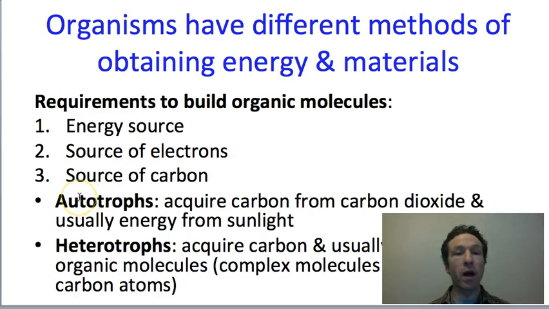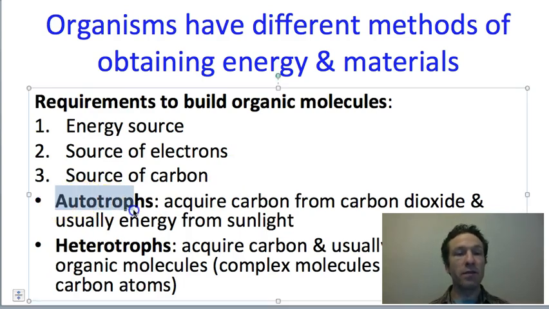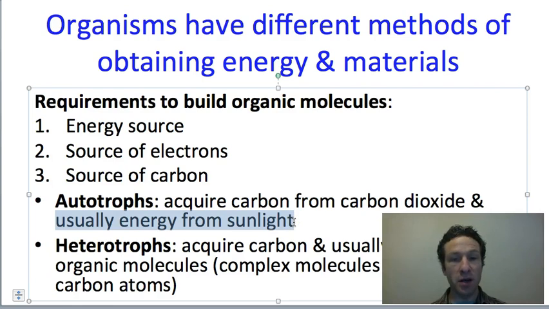There are two general strategies to accomplish this. The first strategy is being an autotroph. Autotrophs will acquire carbon from carbon dioxide, and in most cases, they will acquire the energy they need from sunlight. There are some exceptions that acquire energy from non-organic chemical sources. I am not going to worry about those for our purposes. So we'll focus on the autotrophs that use carbon dioxide and sunlight in order to build sugar and eventually other organic molecules.